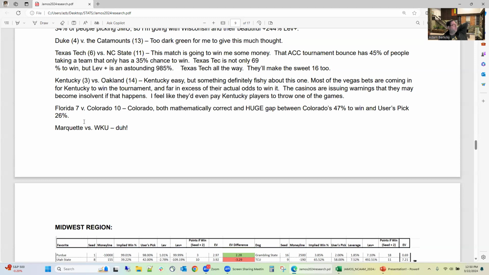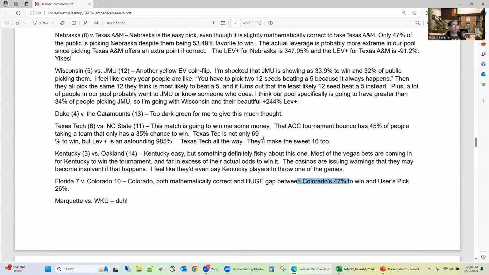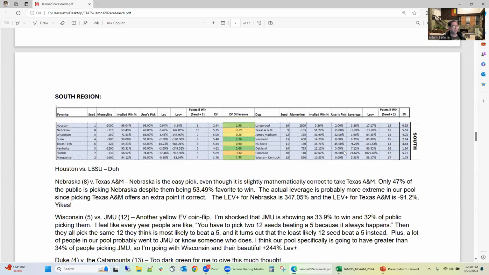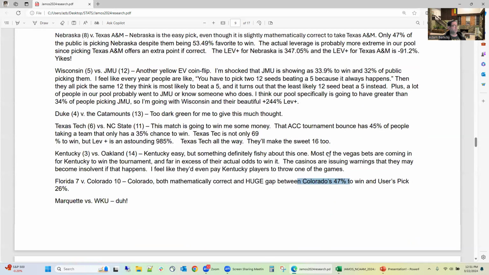Florida versus Colorado. It's both mathematically correct and it's a huge gap between Colorado's 47% to win and, for some reason, only 26% of the public picked Colorado, despite them being 47% to win. I have a feeling that might be because they were the play-in game. People didn't know, so they picked the known quantity. They knew Florida was going to be in that game. So it might be misleading, and the user's pick was not correct when I took the screenshot because people were waiting for the play-in game to occur. But that's the only thing I can think of.